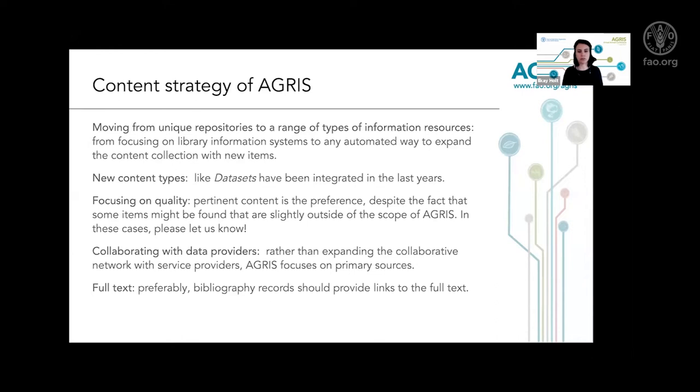Collaborating with the data providers was something that we wanted to highlight. The priority for AGRIS is to get the bibliographic records from the original source of the resource. So rather than expanding our collaborative network with other service providers where we could aggregate and harvest more, we focus on these primary sources, with one or two exceptions. This is where we stand. We also wanted to highlight our position on the full text. As Emma explained before, AGRIS doesn't store the full text ourselves. But what we highly and strongly recommend is that when you are contributing to AGRIS and send the bibliographic records, please include the full text link to your own collections, so that when AGRIS users are using the database, they can visit your site at the end of that connection.